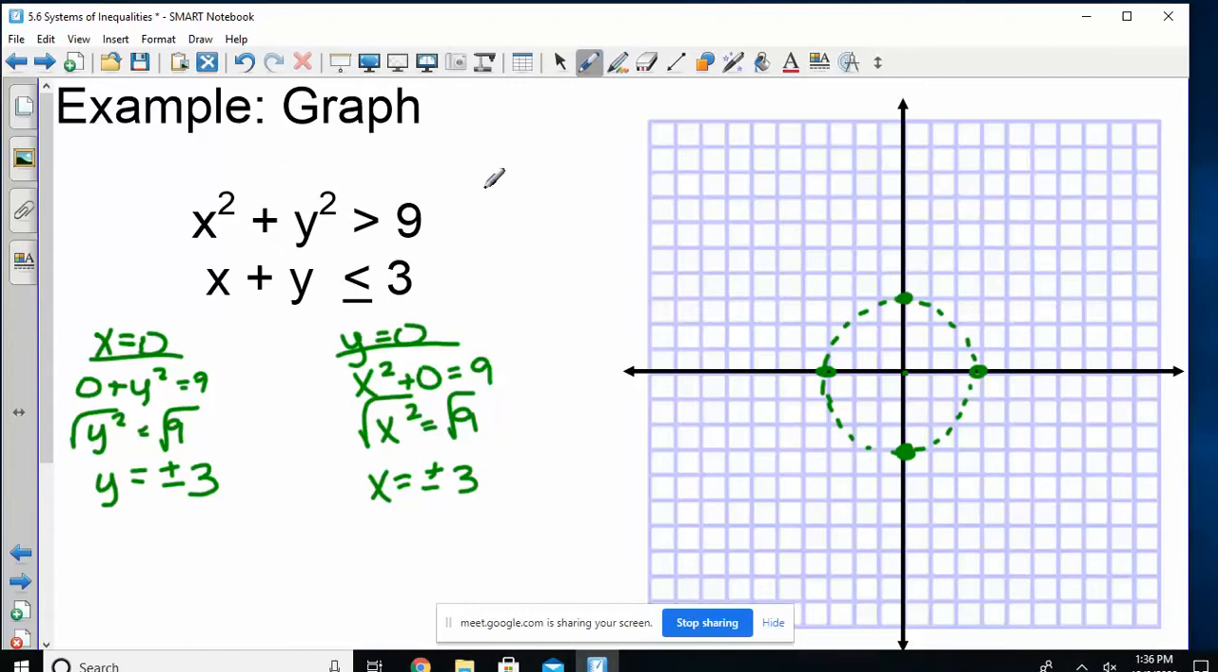If I put that in, I get 0 is greater than 9. True or false? False. So 0, 0 did not work. So I can't shade where 0, 0 is located. So I can't shade inside. That means we're shading everything outside this circle.